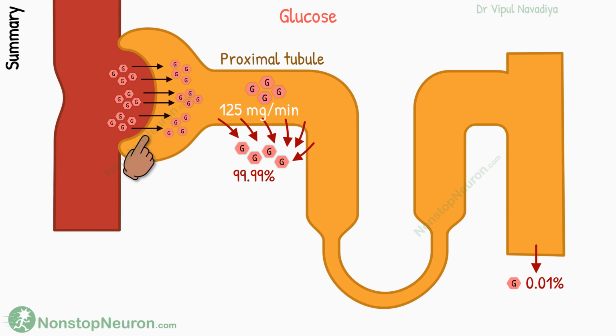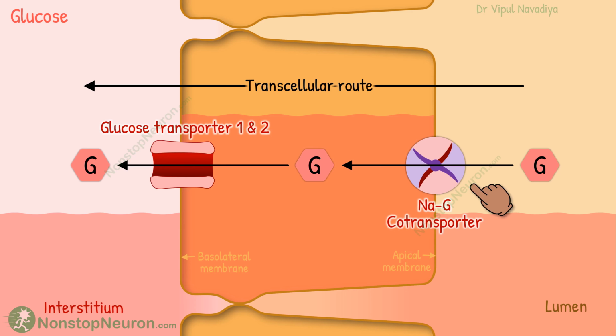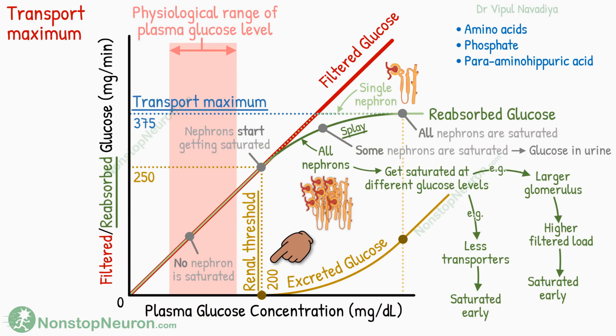Glucose is filtered freely at the glomerulus. It is almost completely reabsorbed in the proximal tubule. The transport proteins involved are sodium glucose cotransporter at the apical membrane and glucose transporter 1 and 2 on the basolateral membrane. Up to 200 mg per deciliter blood levels, glucose is not excreted in urine. This is called the renal threshold for glucose. At a filtered load of about 375 mg per minute, the reabsorption reaches its maximum capacity. It is called transport maximum. Above this level, there is no further increase in glucose reabsorption, with the increase in filtration.